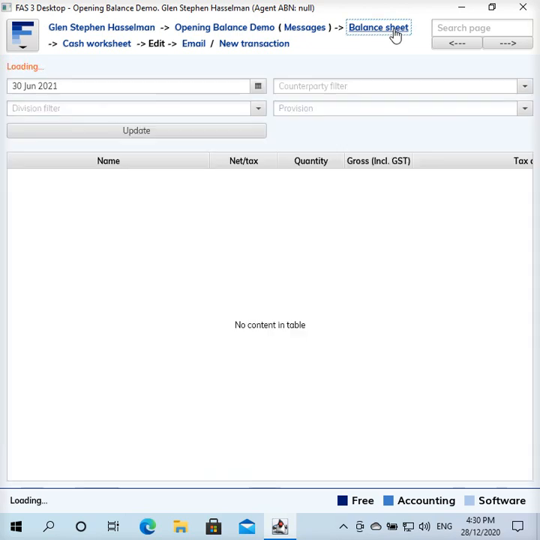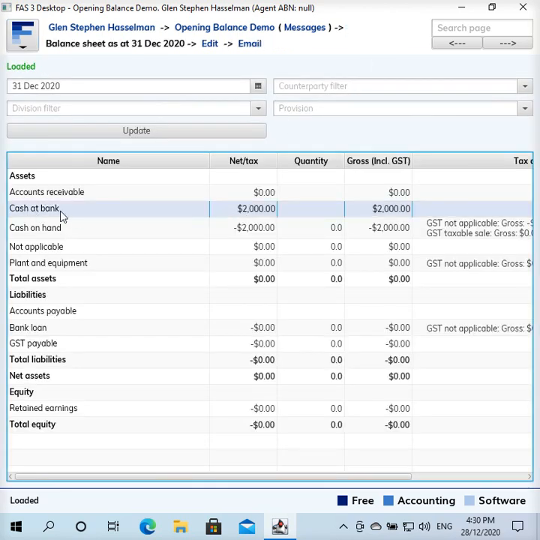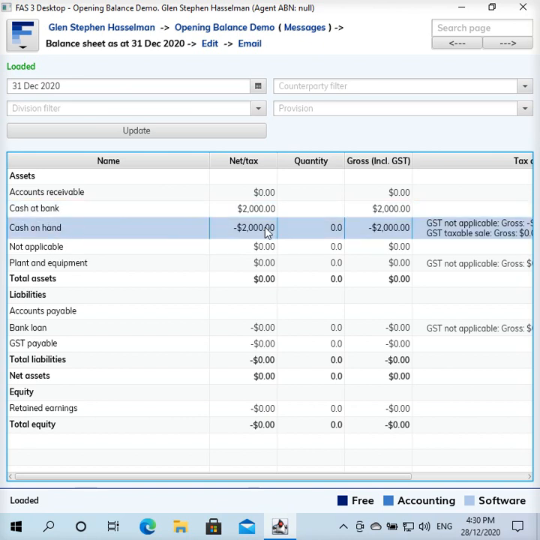Now, if we look at the balance sheet, we can see that we've got the $2,000 cash at bank, and then we've got a credit to this cash on hand of $2,000. So that's a minus $2,000 there. That's because I picked that cash on hand account. Now, obviously we don't have minus $2,000 cash on hand. We've got to clear it out into all the appropriate accounts.